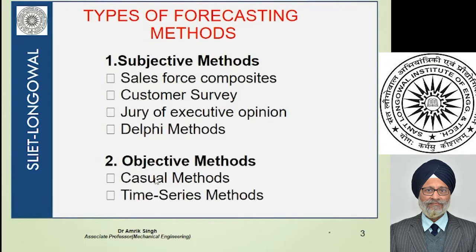As you know, these are the two broad classifications of forecasting methods. The first is subjective methods, under which come the sales force composite survey, jury of executive opinion, and Delphi methods. All these methods we discussed in the previous class. In this presentation, we will be discussing the causal methods and time series methods.